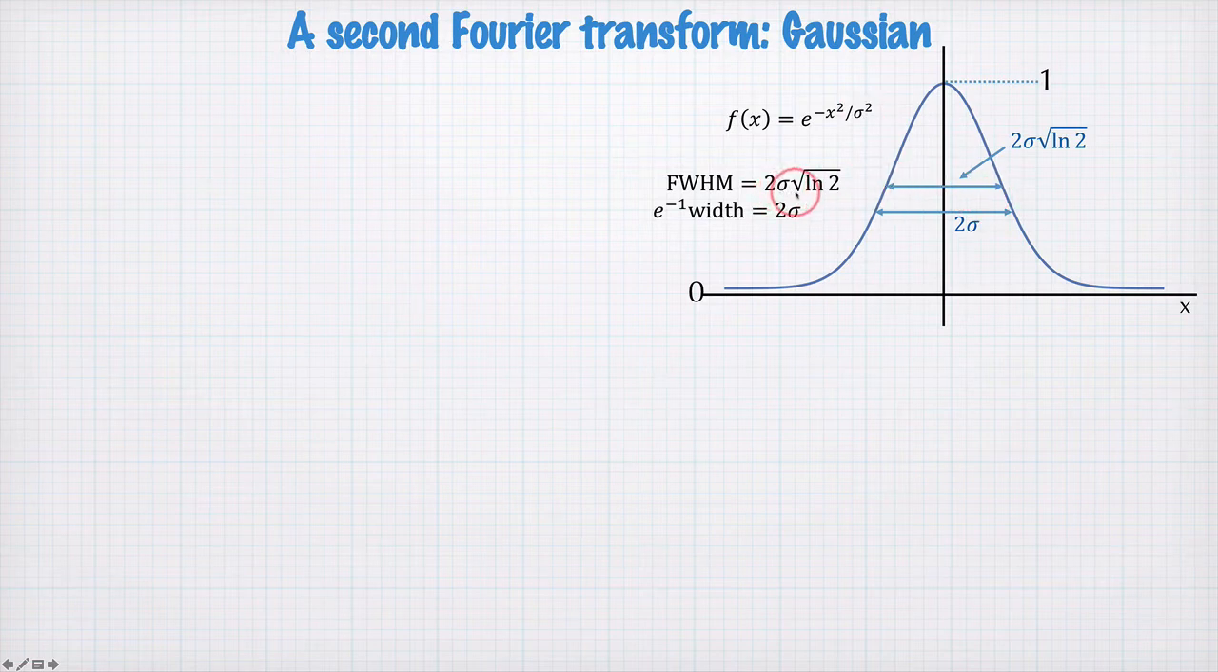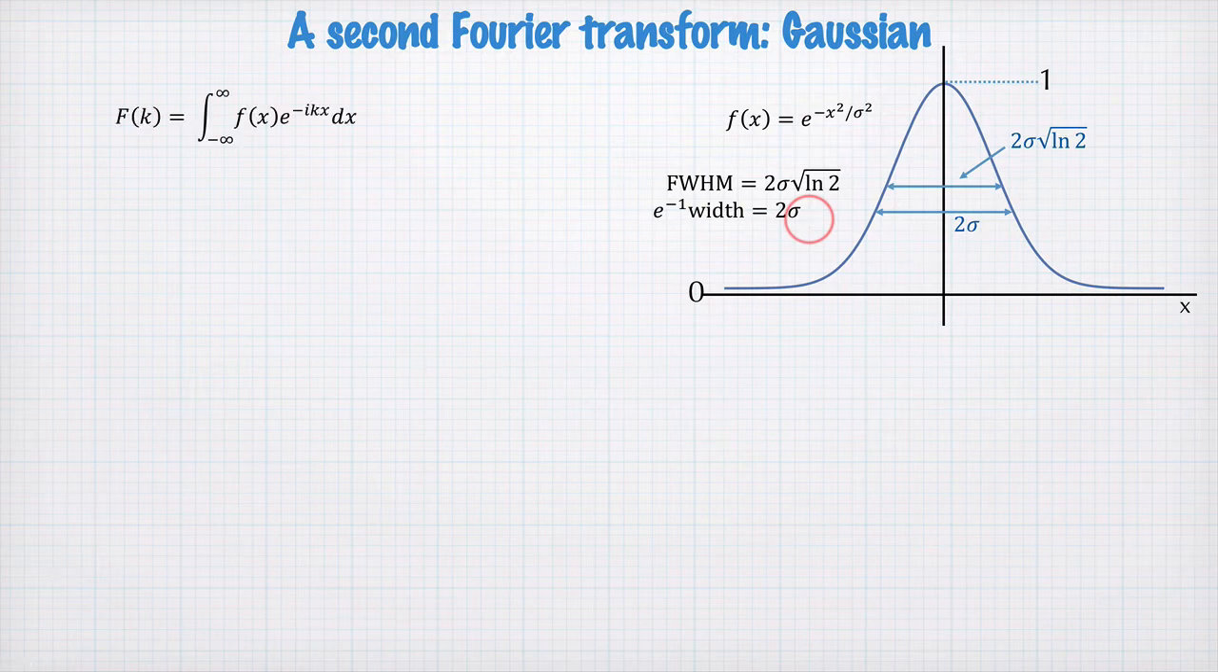And we define the width either as the full width half maximum, so it's the width of the Gaussian when you are at half the peak height, so the peak height here is 1, so that's half, or the 1 on e width, where you look at the width when you're at 1 divided by e of the height, and the width there is just 2 sigma.